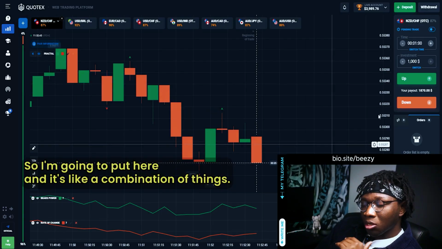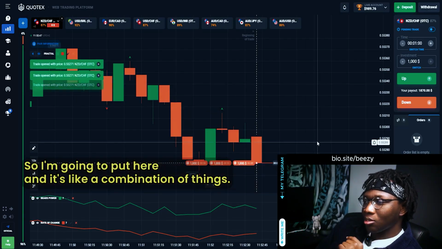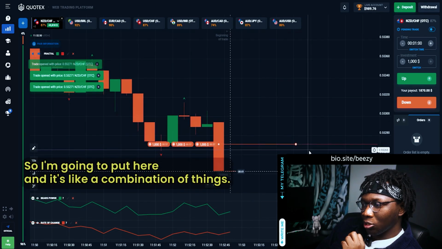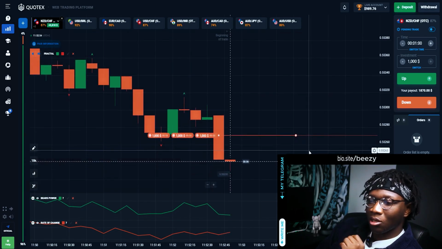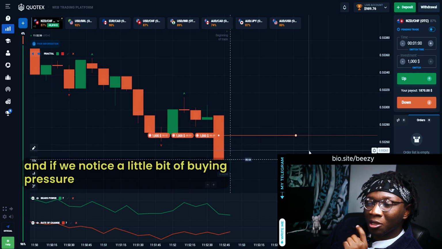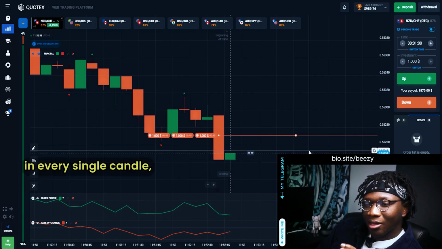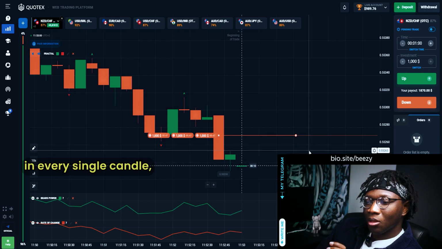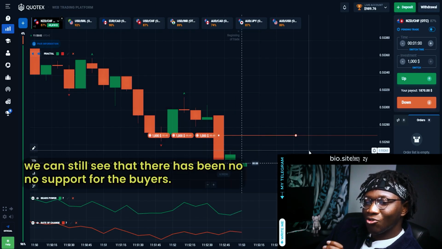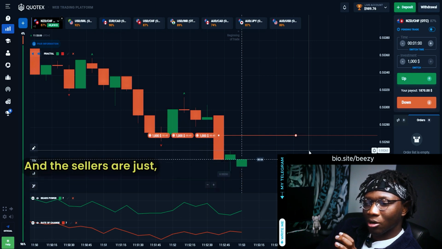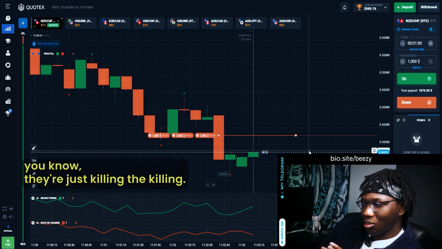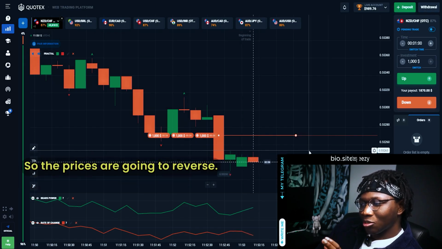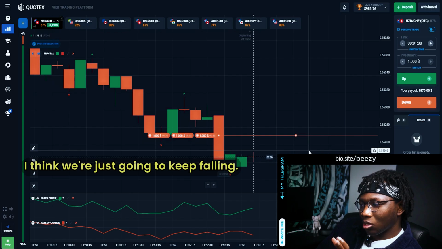So I'm going to put here, and it's a combination of things. We can see that there's been selling pressure. And even though there's a little bit of buying pressure in every single candle, we can still see that there has been no support for the buyers. And the sellers are just killing it. So the price is going to reverse. I think we're just going to keep falling.